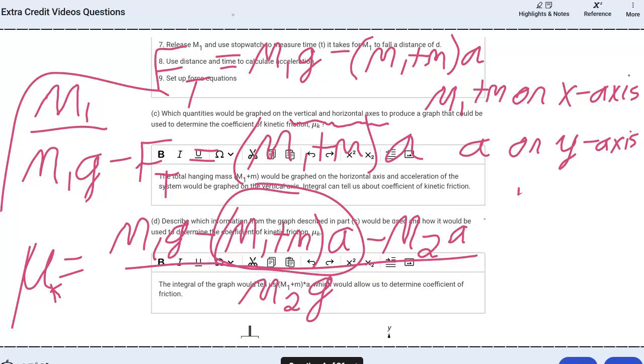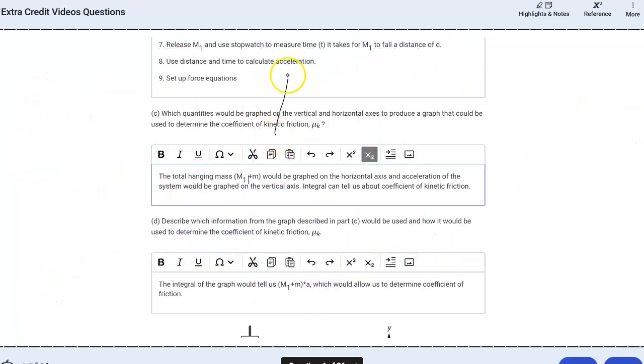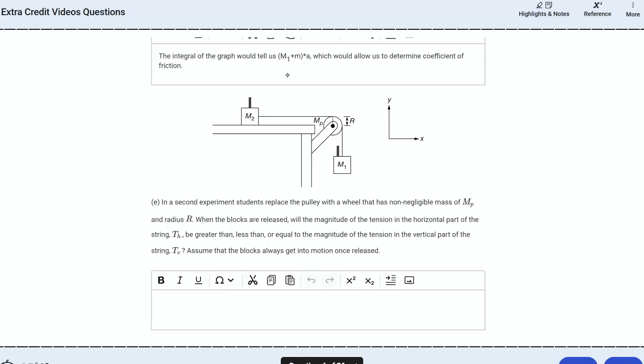And now the last part of the question asks us about the second experiment. Okay, once you read it, we can get started.